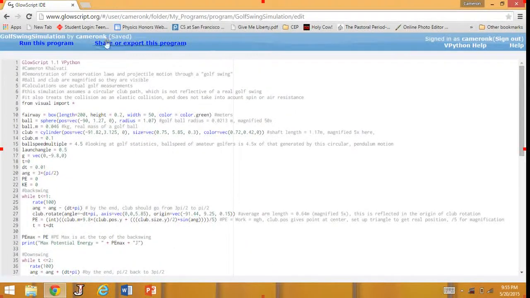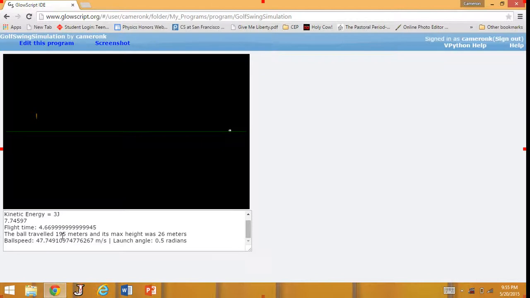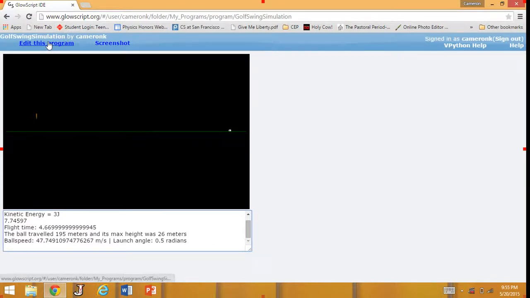So I'm going to run the program, run the simulation. I'm just going to do a generic ball flight at first. Backswing, downswing, follow through, and projectile motion. So the ball traveled 195 meters and its max height was 26 meters. So kind of reflective of a high launch driver swing for a typical amateur player.